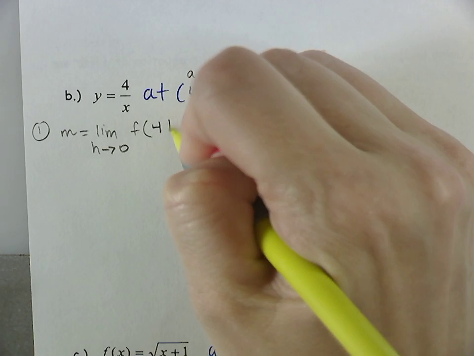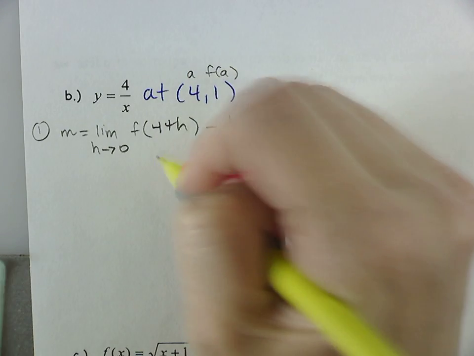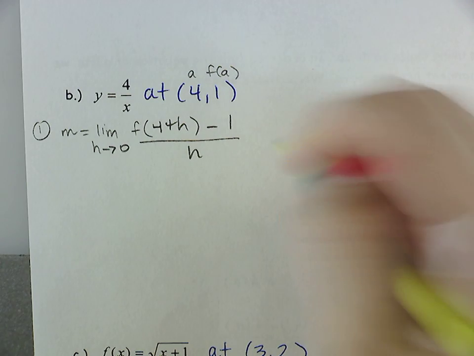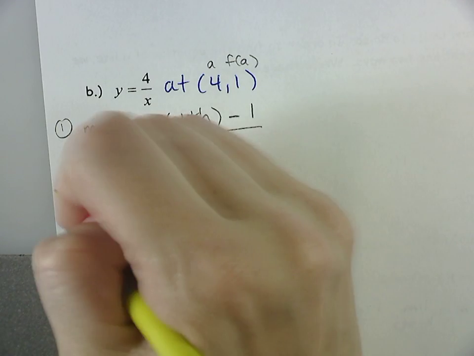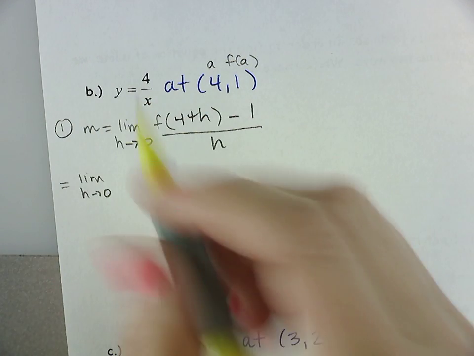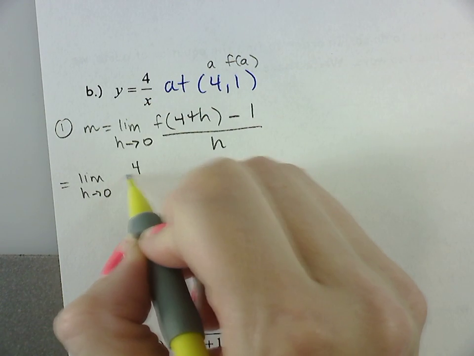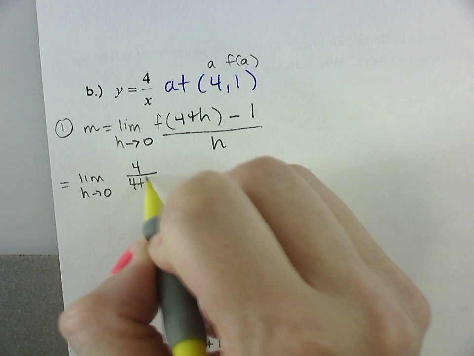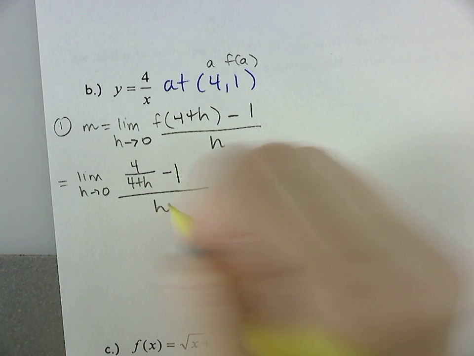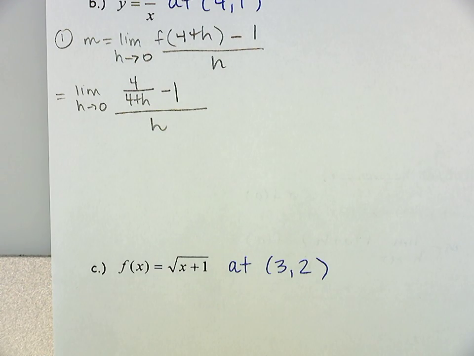Okay, so let's see how we did at plugging this in. So you should have F of 4 plus H minus 1 over H. Okay, and then we should be able to do the next step as well. So the limit as H goes to 0, and this would be of 4 over, and this is where you're plugging in the 4 plus H minus 1. And then it's still divided by H. This is like what we did yesterday.